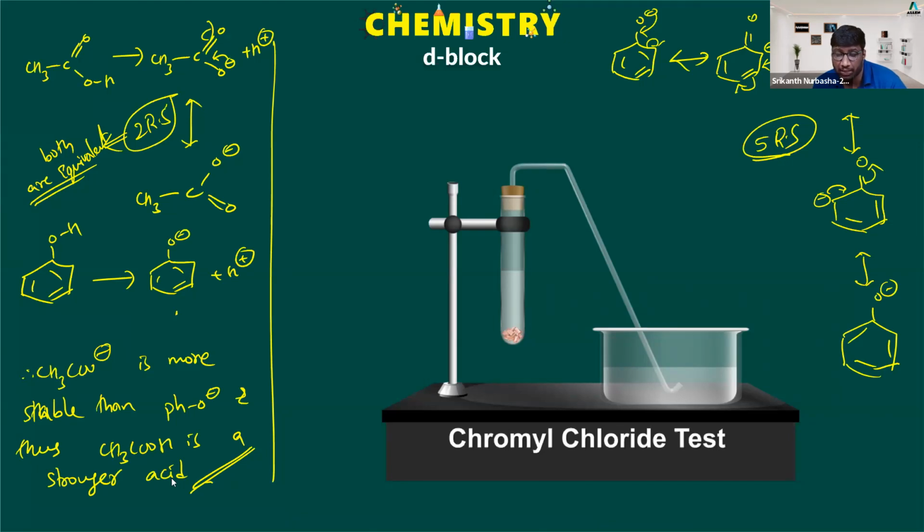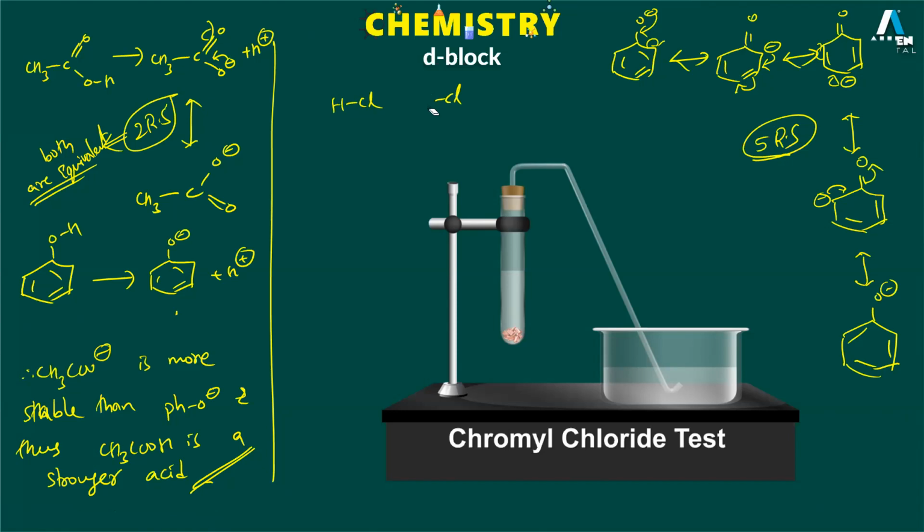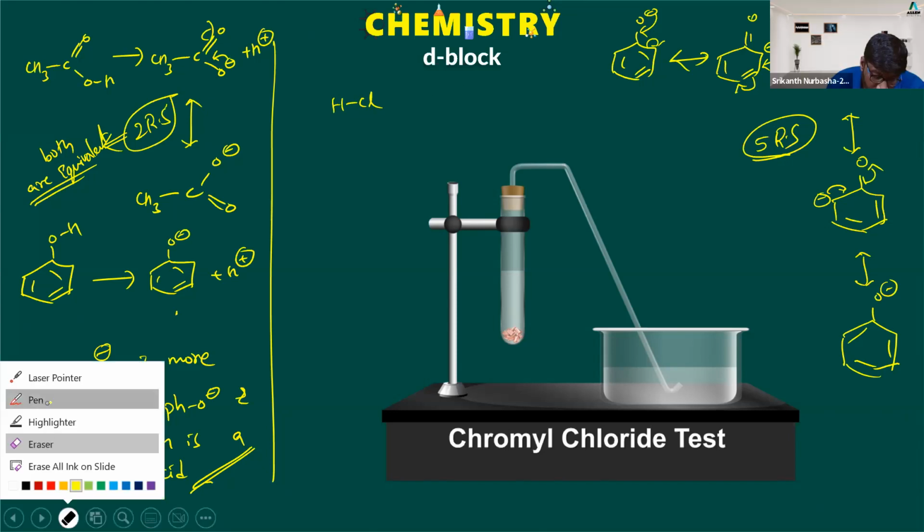So let me now ask again a question regarding the acidic natures. HCl and DCl, which is more acidic? HCl is hydrogen chloride, DCl is deuterium chloride. What is deuterium? An isotope of hydrogen. Which is stronger, which is more acidic now?